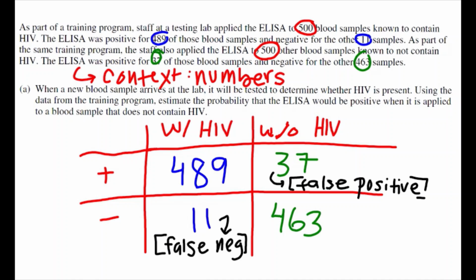Since we now know about false positives and false negatives, we can see that the negatives for the HIV-containing blood samples are false negatives, since we know these samples do have HIV, while the positives in the blood samples that do not contain HIV are false positives, because these are known not to contain HIV. This also makes sense given that these values of 11 and 37 are considerably smaller than their counterparts.